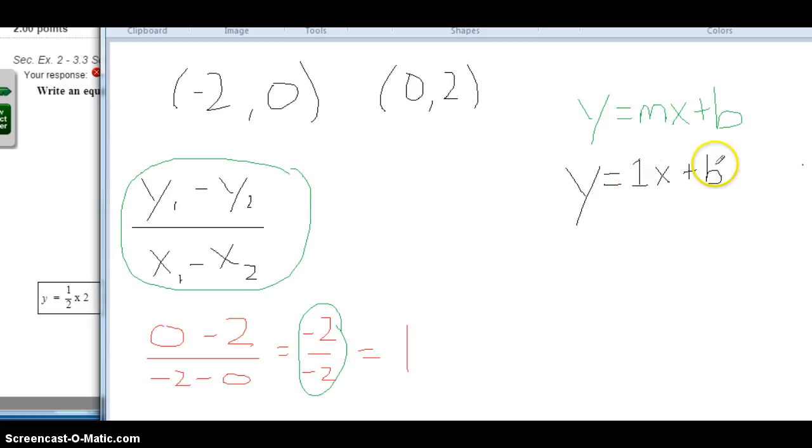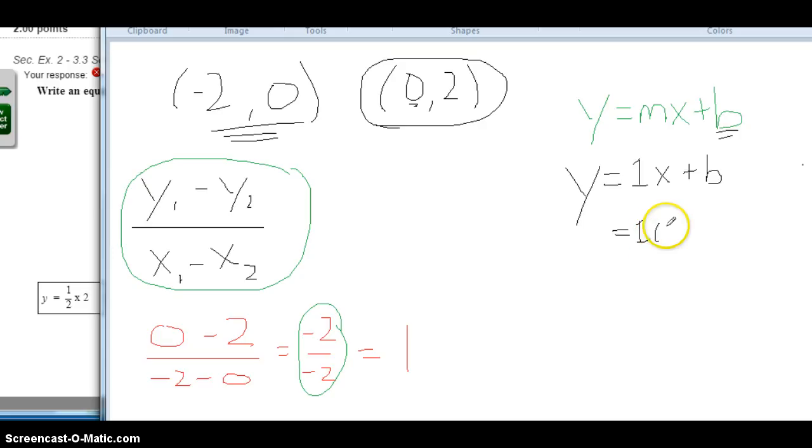And now to figure out this last part, b, just plug in a value for x and y from the line. So use either one of your points. I'll use this one because there's no negative numbers, so I like it better. But just plug it in. So the x value is 0. So we're going to have 1 times 0. The y value is 2. So instead of y, we're writing 2. Instead of x, we write 0. And then plus b. So 2 equals 1 times 0 is 0 plus b. 2 equals b.